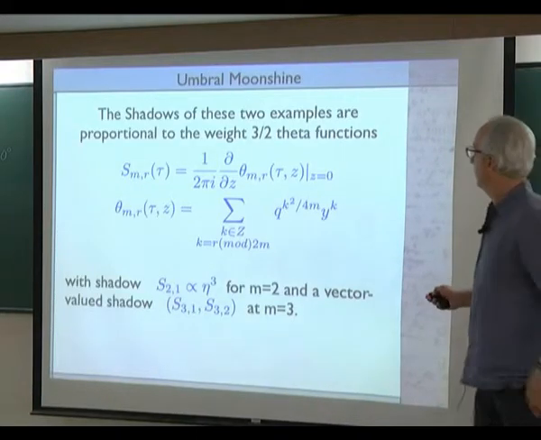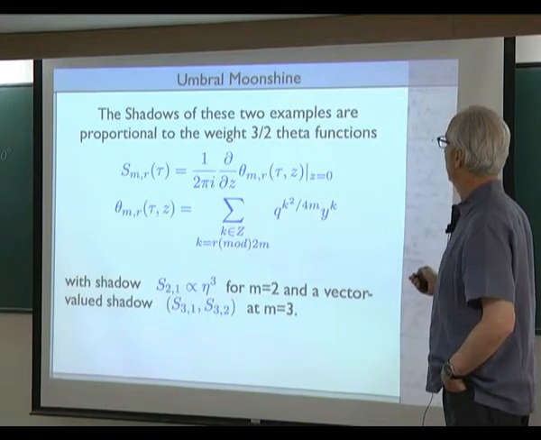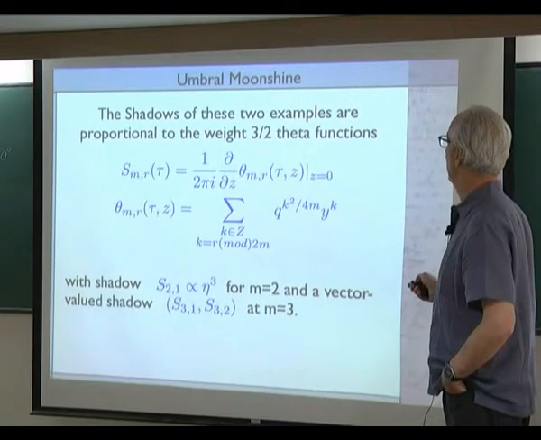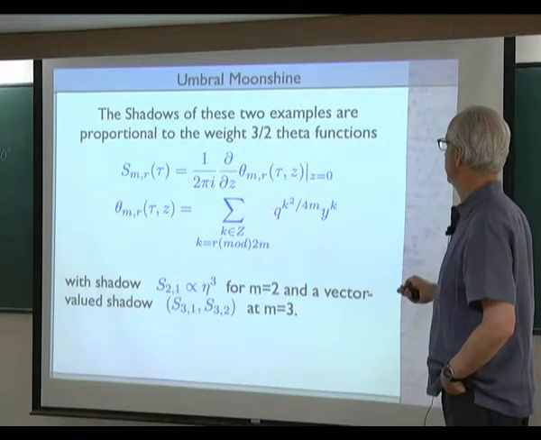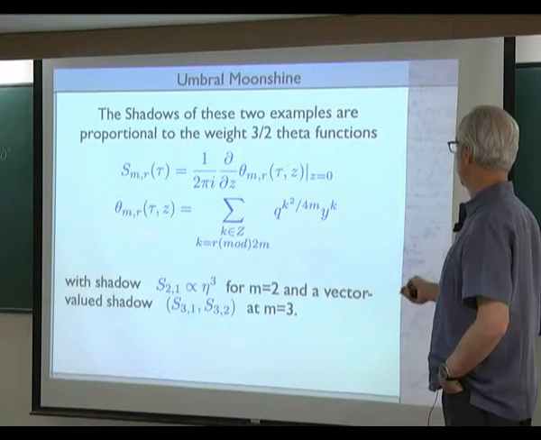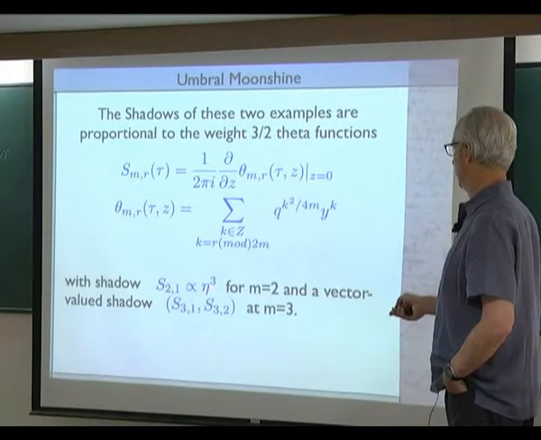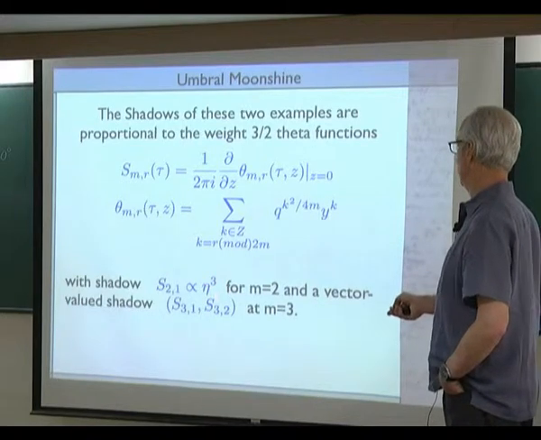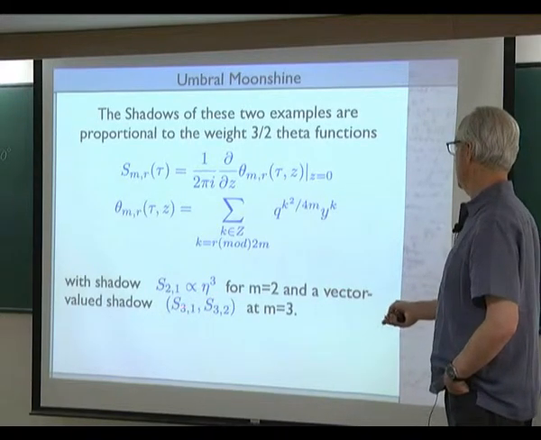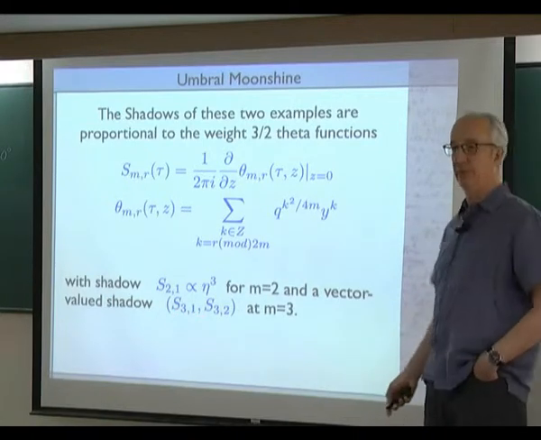So for the two examples, m equals 2 and m equals 3, the shadows are proportional to the weight 3/2 theta functions, which are just the z derivatives of this weight a half theta function that I think Samir also wrote down. So for m equals 2, the shadow is proportional to eta cubed, 24 eta cubed with our normalization. And for m equals 3, it's a two-component vector-valued shadow with components S31 and S32.